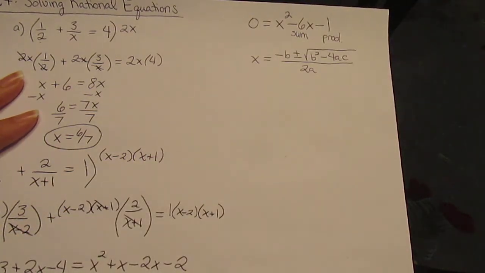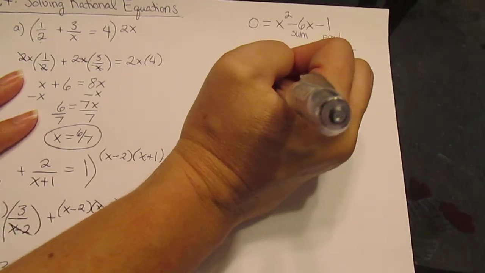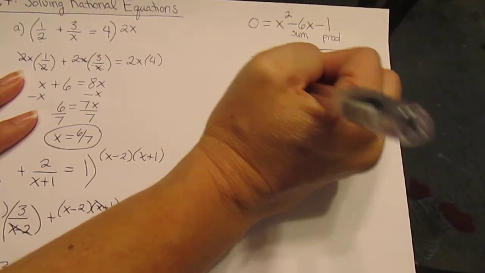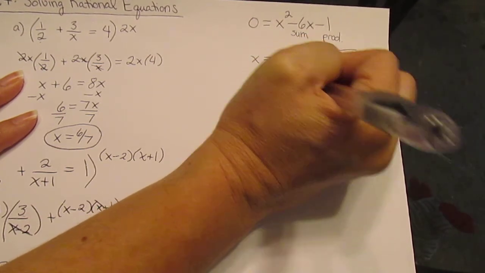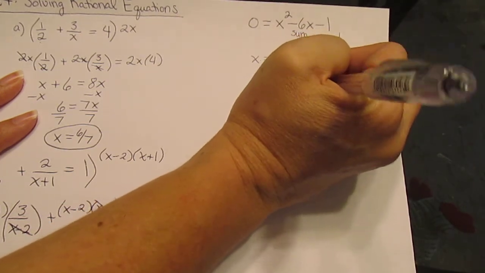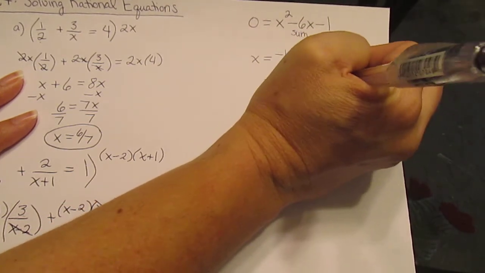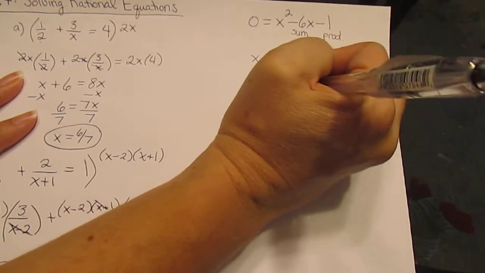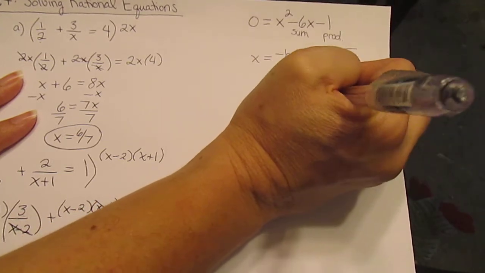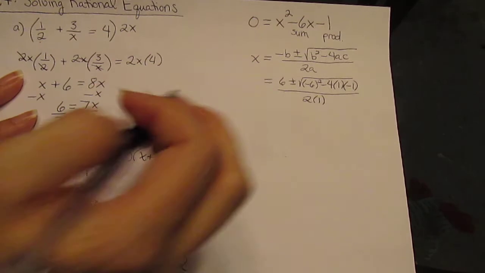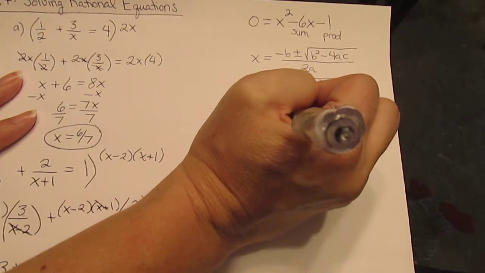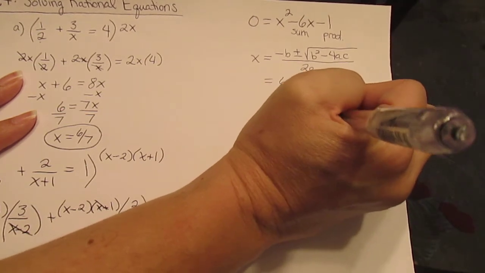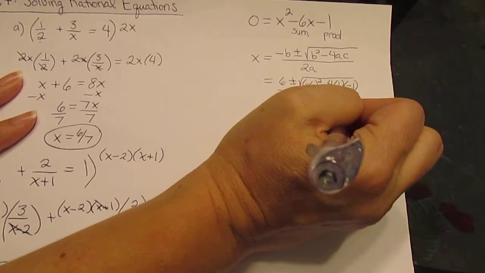Okay, so just a reminder, there's our quadratic formula for us. I'm going to plug everything in. So b is negative 6, so negative 6 is a positive 6. And then I've got negative 6 squared minus 4 times the a was 1 and the c was negative 1, all over 2 times a was 1. Simplify it. I've got 6 plus or minus square root of 36 plus 4 all over 2.